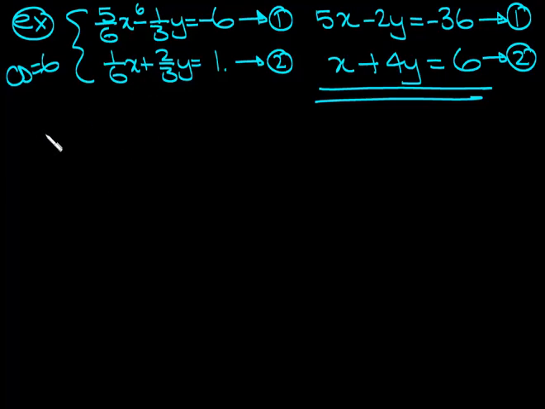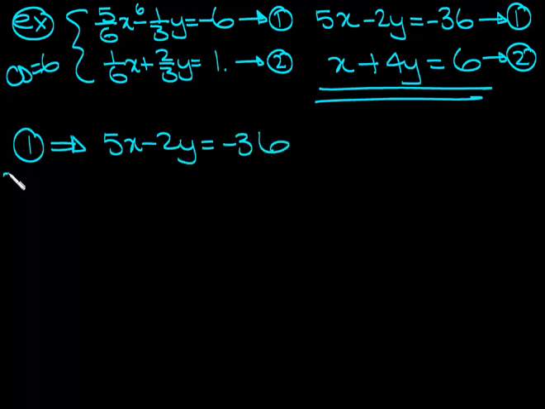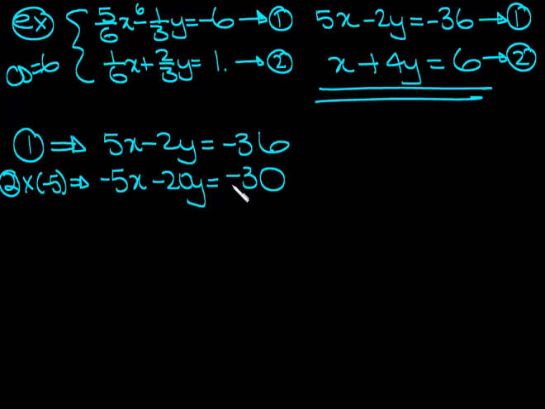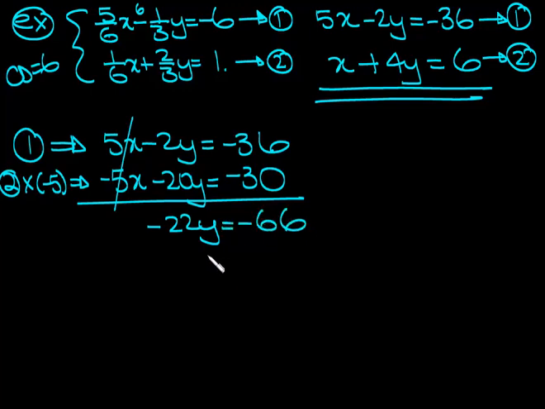So now let's find a solution. I want to get rid of the x, so I'm going to leave the first equation alone. So I get 5x minus 2y is equal to negative 36. But the second equation I'm going to multiply by negative 5. So I get negative 5x minus 20y is equal to negative 30. Okay, so when you add them up, the x terms cancel, and you get negative 22y is equal to negative 66. So if you divide by negative 22, you get y is equal to 3.